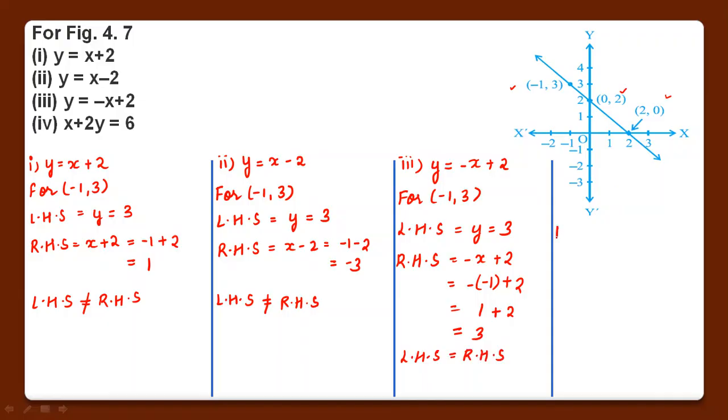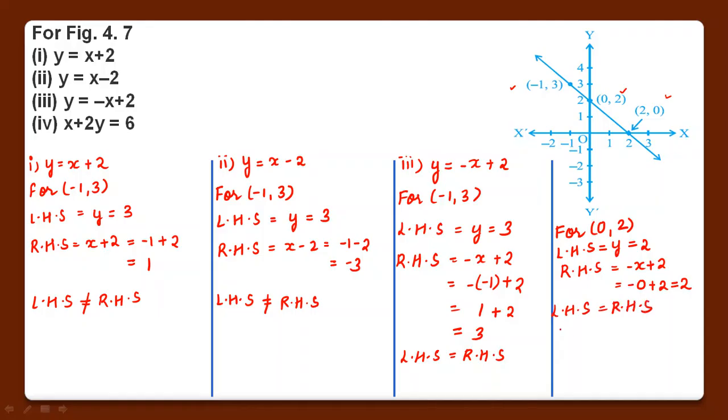Then for 0, 2 we'll check. LHS is equals to y, that is 2. RHS is equals to -x plus 2, that is -0 plus 2, that is 2. LHS is equals to RHS आ गया हमारा.